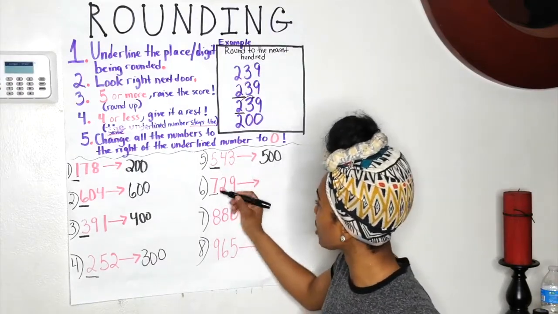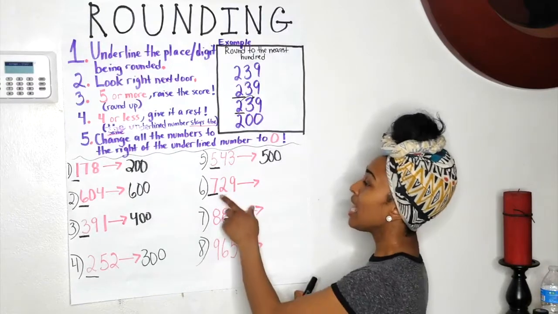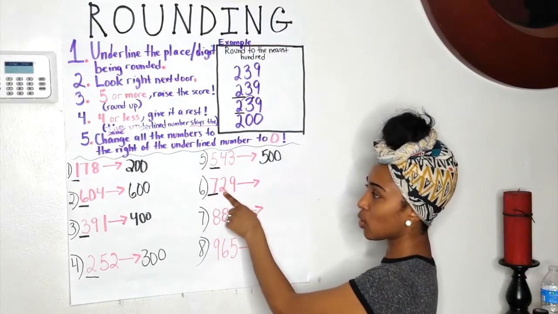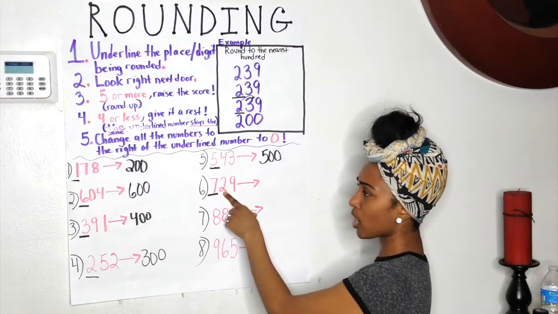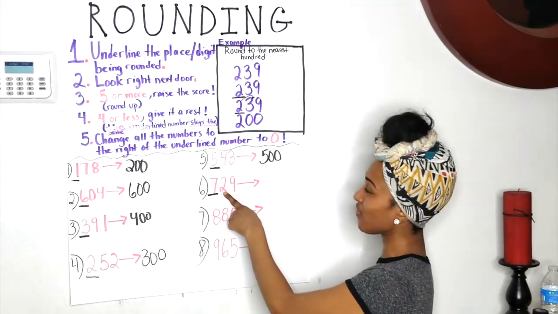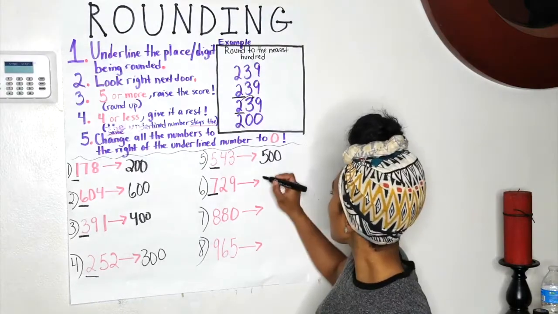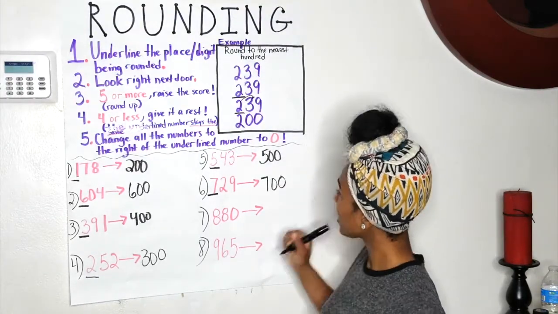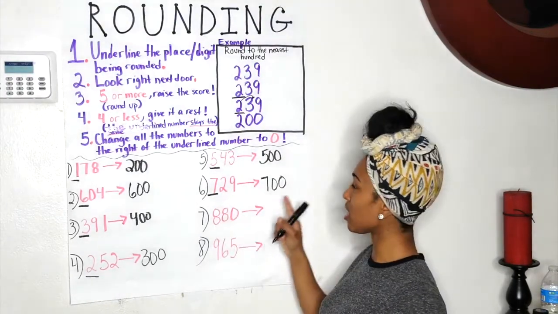All right, underline my digit being rounded. I'm rounding to the hundreds place. Now, look next door. Is this 5 or more or 4 or less? It's definitely less than 4. So I'm going to give it a rest. Give it a rest, child. And it's going to stay the same, 700.